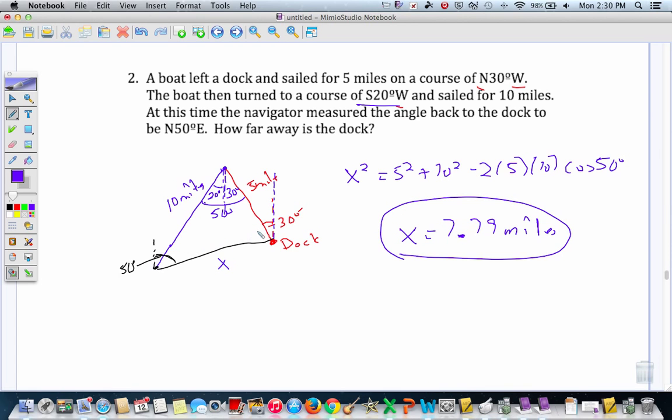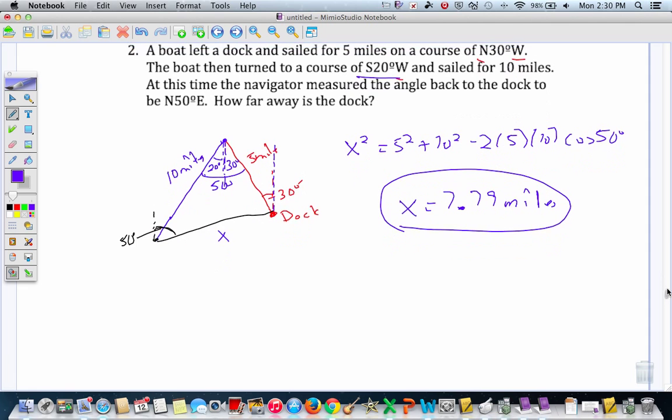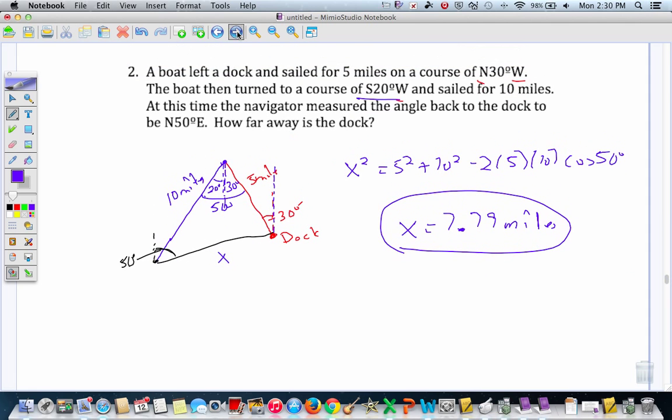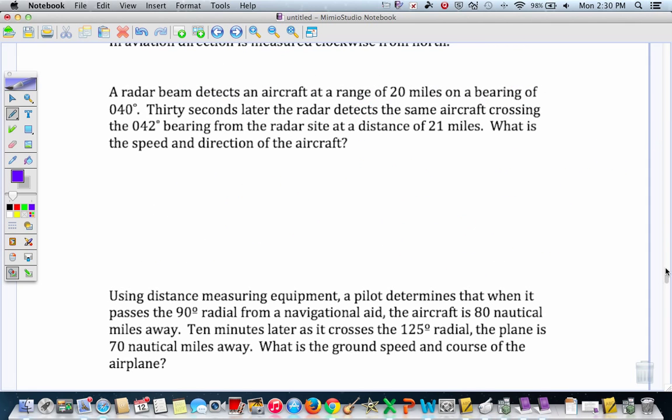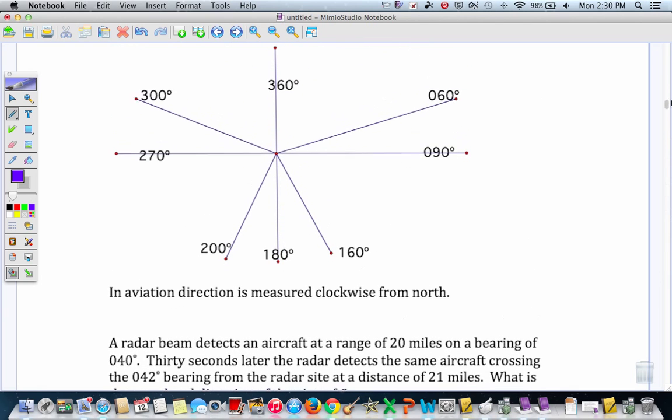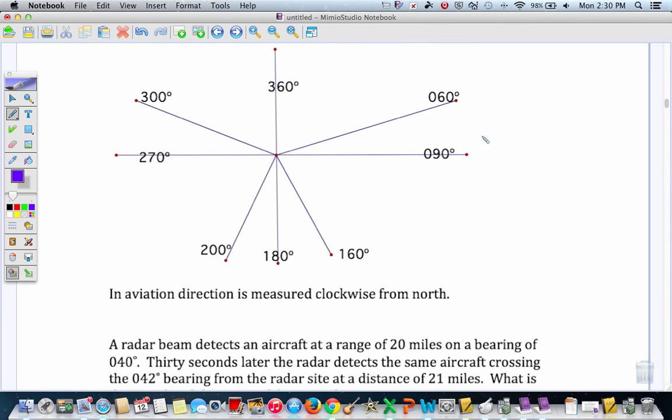Okay, so notice we use the law of cosines there rather than the law of sines, even though we could have done a little bit more legwork to find this angle and/or this angle and done our law of sines as well. That gets us a look at the law of cosines on this particular problem. We have a couple more to go here.